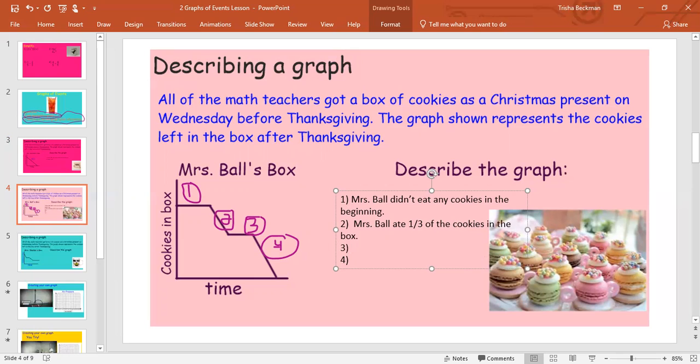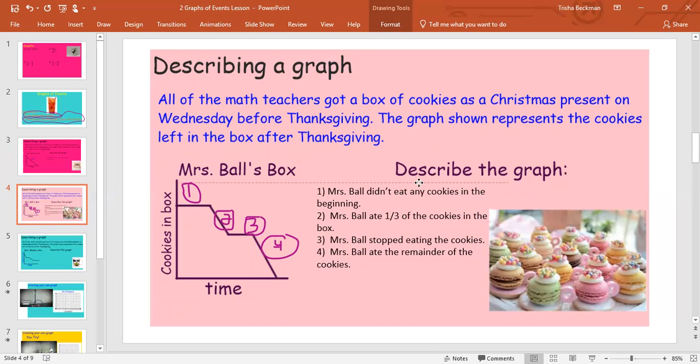Third thing, looks like she must have gotten full and stopped for a while because the amount of cookies remained the same. So Mrs. Ball stopped eating the cookies for a while. And then number 4, Mrs. Ball ate the remainder of the cookies until they were all gone. And that would be a good way to describe it. I think it's easiest when you number it, like I said earlier.